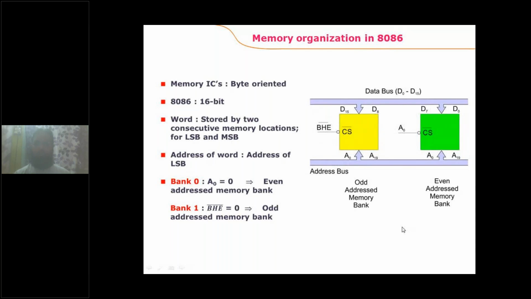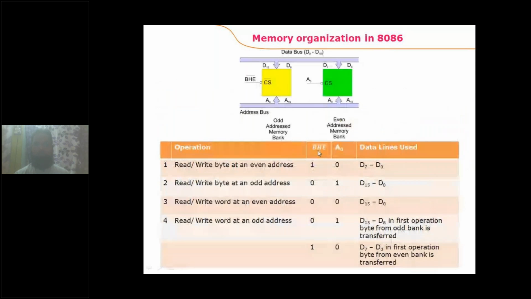According to the combination of A0 and BHE bar, what kind of access will happen with the memory that is being connected with the 8086 microprocessor? Let us suppose A0 is 0 and BHE bar is 0. If A0 is 0, it means that the processor is accessing the even bank, and if BHE bar is 0, it means that the processor is accessing the odd bank. If both are zeros, it means that the processor is accessing both the even bank and the odd bank. So what is it accessing?